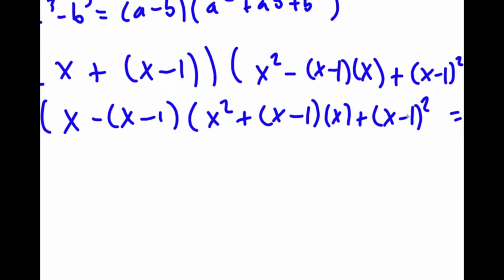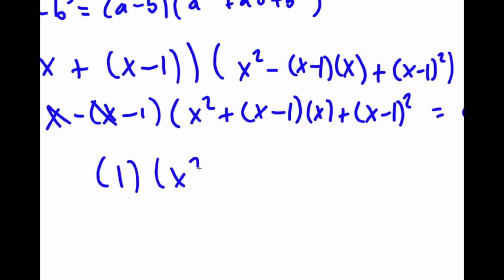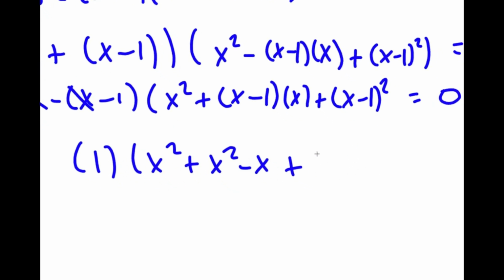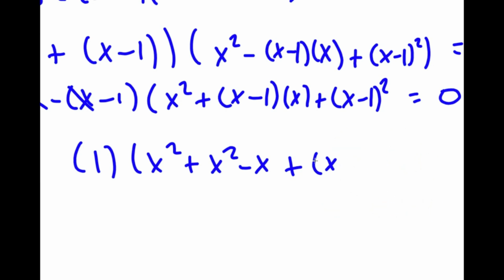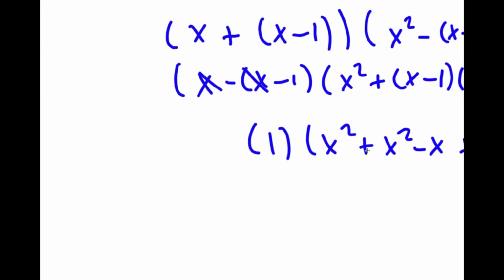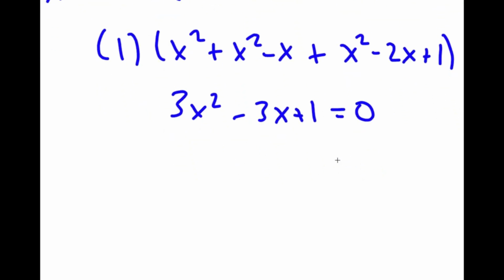So let's first start with this here. So x minus x minus 1, these two x's cancel out. So I'm simply left with positive 1 times x squared plus x squared minus x plus x minus 1 squared. This is equal to x squared plus x squared minus x plus x squared minus 2x plus 1. So we have 3x squared minus 3x plus 1 is equal to 0.